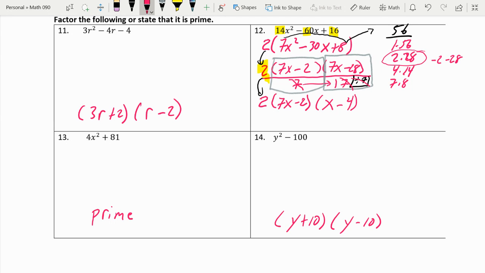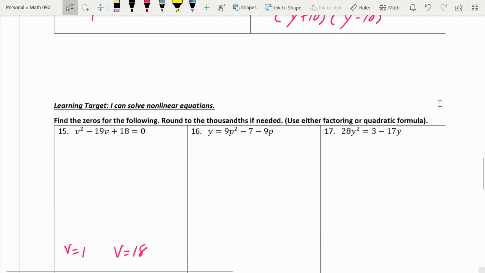All right. 13 is prime. Don't get screwed up. All right. It might look like the difference of squares, but whoever typed this up is trying to trick you. You notice there's a plus in between. It's not a difference of squares. So this one is prime. Number 14, there's your difference of squares.